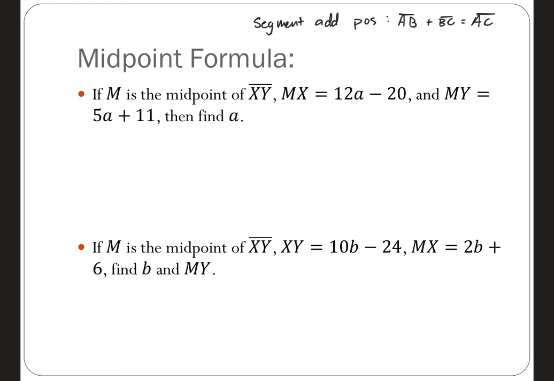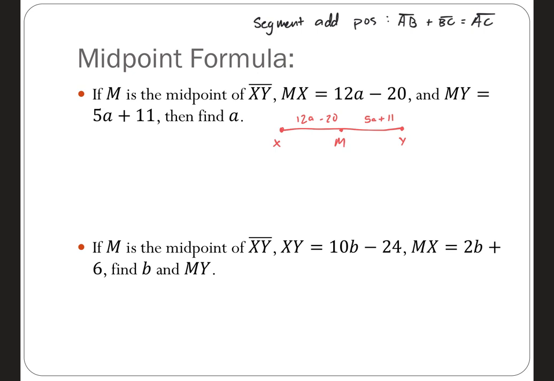Here we go. If M is the midpoint of XY, MX is 12A minus 20, and MY is equal to 5A plus 11. Find A. Whenever you have these pictures, go ahead and draw your picture. It is so much easier to just draw the thing out. It doesn't take that long. So MX is 12A minus 20, and then MY is 5A plus 11.